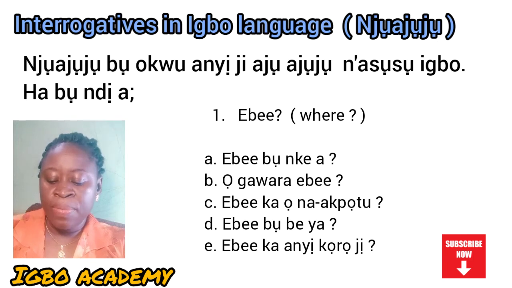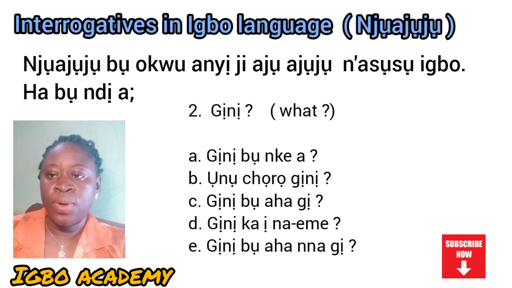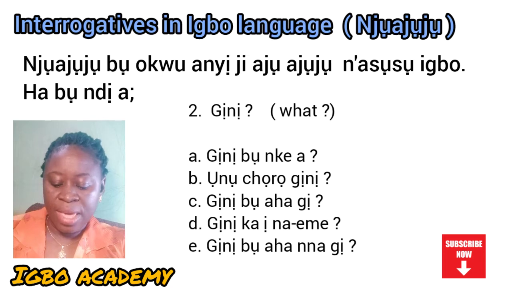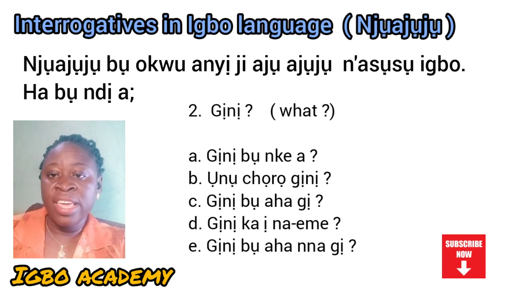Number two example of interrogative, Njụajụjụ, is gịnị. And gịnị means what? Let's use gịnị in examples. Number one example, gịnị bụ nke a. It means, what is this?